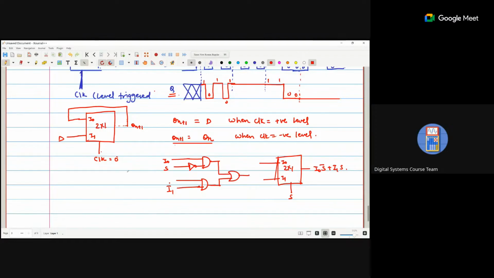Okay. So basically this is my mux. We are getting I naught, I1. Both will be commons. We provide it as S.